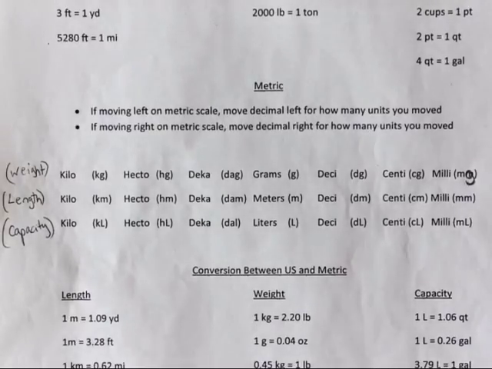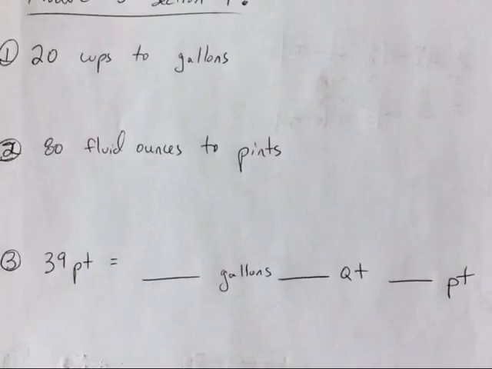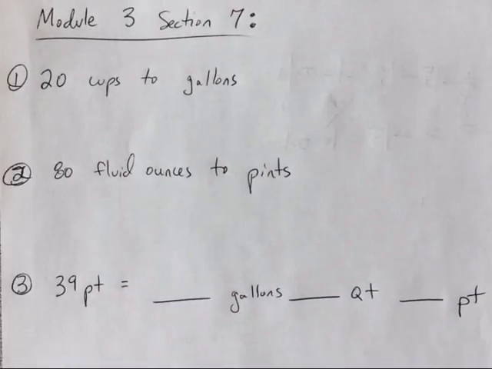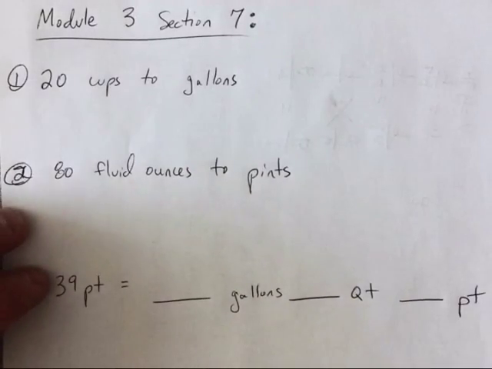So I want to go through some examples that are similar to your homework problems, to get you started here, still using the same idea of unit fractions to do our conversions. All of that's going to remain the same. We're just going to be using a different set of conversions. So the first one says 20 cups to gallons.